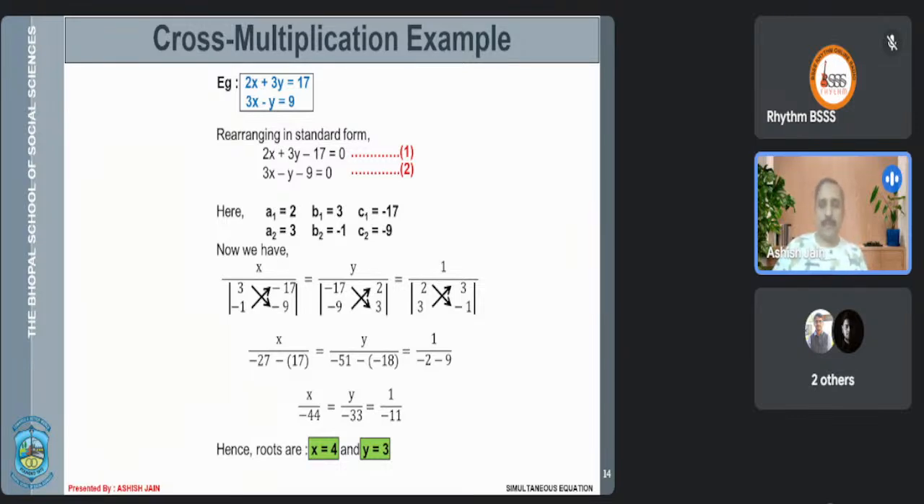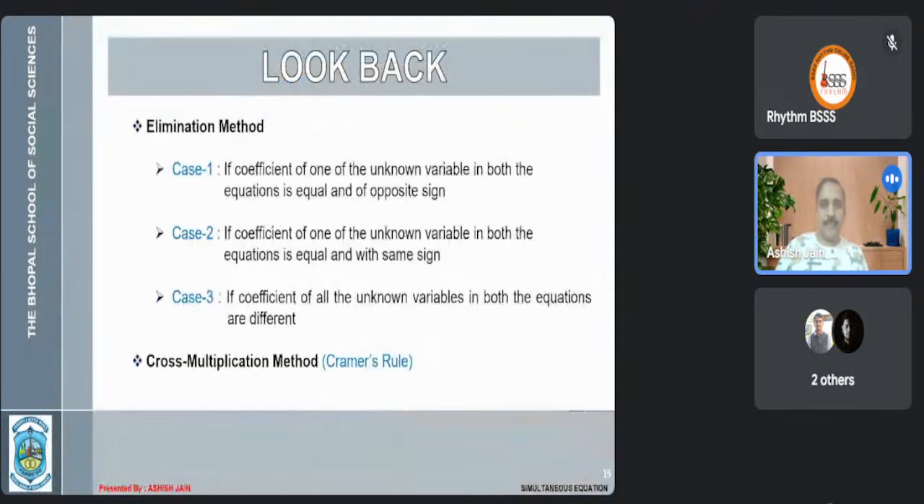Right? Then we have this cross multiplication method, which is only applicable if you have the equations in the standard form, which is a1x plus b1y plus c1 equal to 0 and a2x plus b2y plus c2 equal to 0. So we can do this whole process only then. Clear? So these are the methods that we have seen.